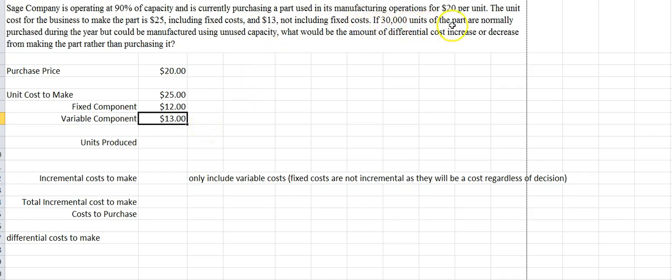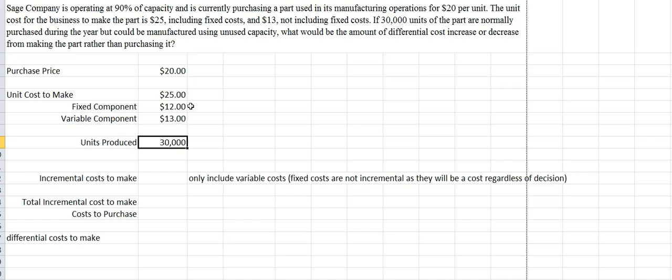It says if 30,000 units of the part, which are normally purchased during the year, could be manufactured using unused capacity. In other words, this 10% that you're not using, you're going to be able to use it now. Okay. What would be the amount of differential cost increase or decrease from making the part rather than purchasing it? So we're going to produce 30,000 units, right? The incremental cost to make this would be for 30,000 units.